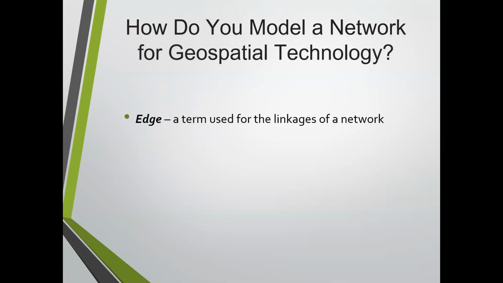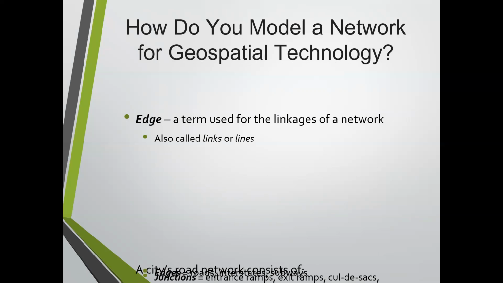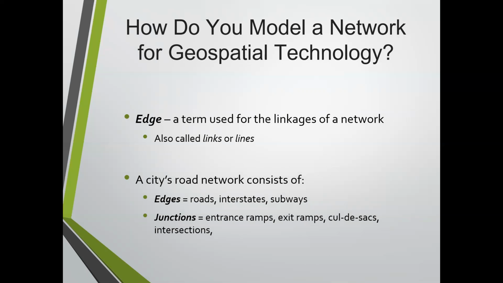Well, then the other thing we have is the edge, and this is the term used for the linkages in your network. So again, it could be a line, you could think of it as an arc, and it's just flowing from one to the other, okay? So links, we can call them lines, we can call them arcs. So basically, you can think of a city's road network consisting of edges, which are your roads, interstates, subways, and junctions, which would be things like entrance ramps, exit ramps, cul-de-sacs, or any other intersection, but they are allowing things to happen.